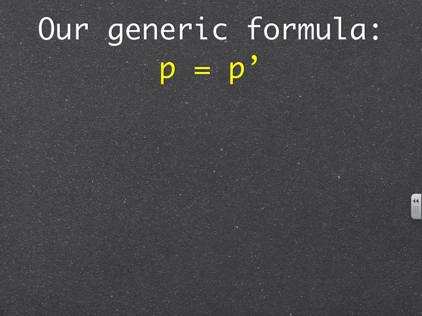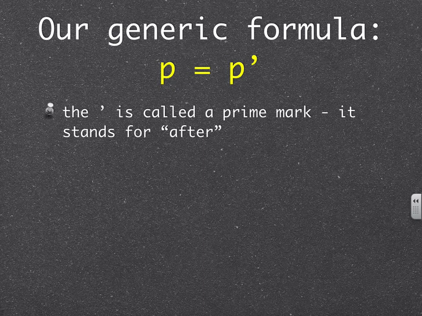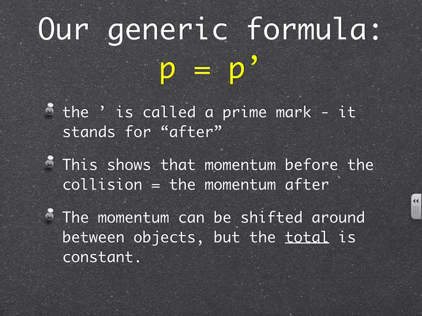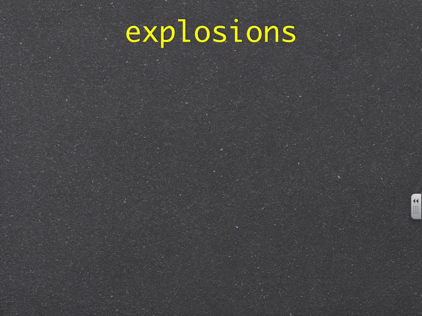Our generic formula is P equals P prime. That little prime mark stands for after. So this says the momentum before the collision equals the momentum after the collision. Total momentum before equals total momentum afterwards, which means we can shift the momentum around, but the total is going to be constant. So that's kind of cool.